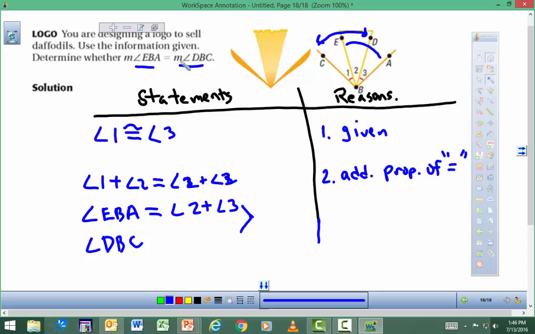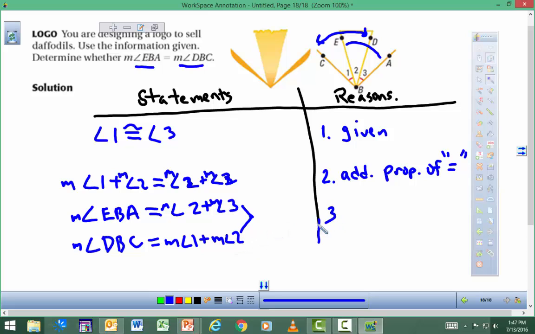Now technically I should use these little m's here because we're talking about measures. So the measure of angle 1 plus the measure of angle 2, the measure of angle 2 plus the measure of angle 3, and the measure of EBA is equal to the measure of angle 2 plus the measure of angle 3, and the measure of DBC is equal to the measure of which two? Now we're talking about DBC. Well, DBC is this angle over on this side, so it's equal to the measure of angle 1 plus the measure of angle 2.